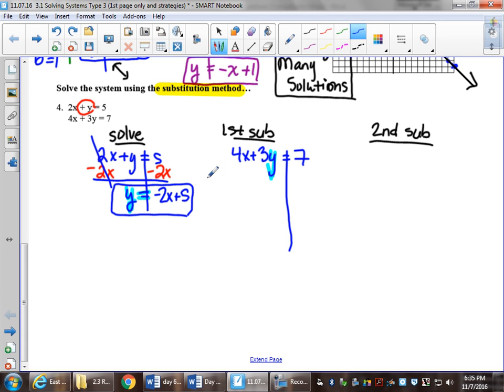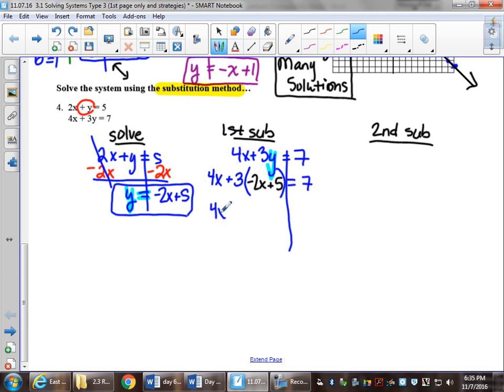Housekeeping, move over a little bit. Let's start writing farther to the left to give us some space. And where I see y, in parentheses, I will be substituting in negative 2x plus 5. And if I notice, now the only variable present here is x, so I can solve for x.